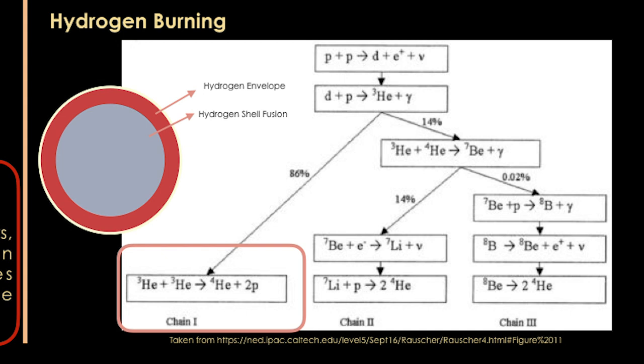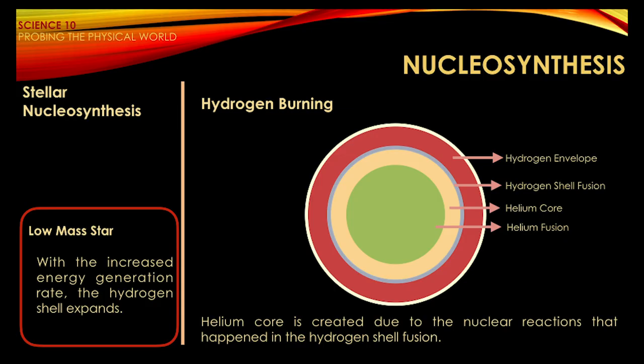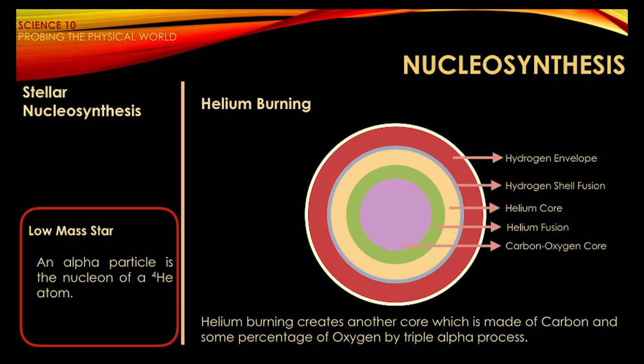Once the hydrogen shell fusion is almost depleted, the newly formed helium core contracts, thereby increasing the inner temperature and at the same time increasing the energy generation rate at the hydrogen shell. With the increased energy generation rate at the hydrogen shell, this causes the star to expand enormously in luminosity and size. The star becomes a red giant. The contracting helium core begins another nuclear reaction. This is the helium burning stage.